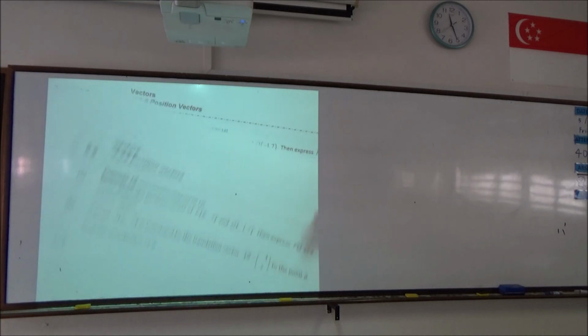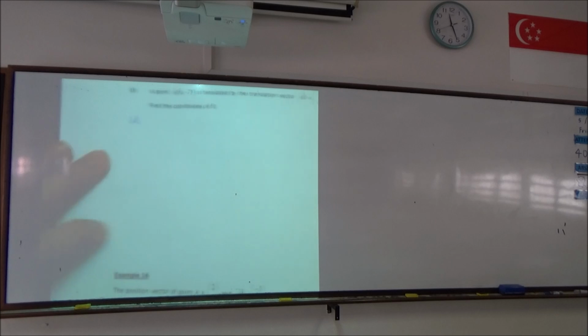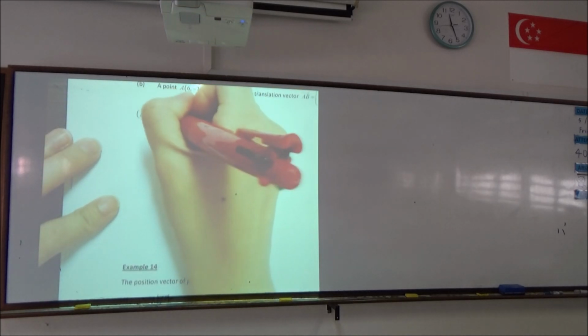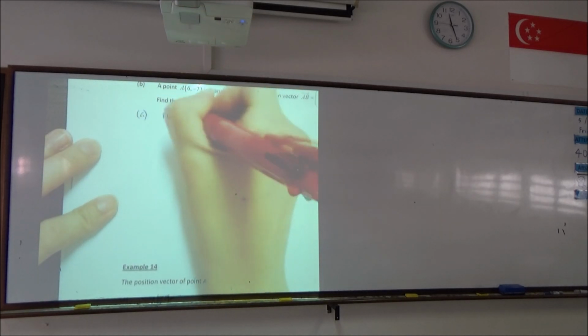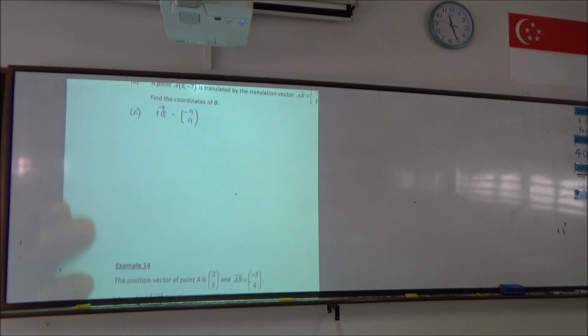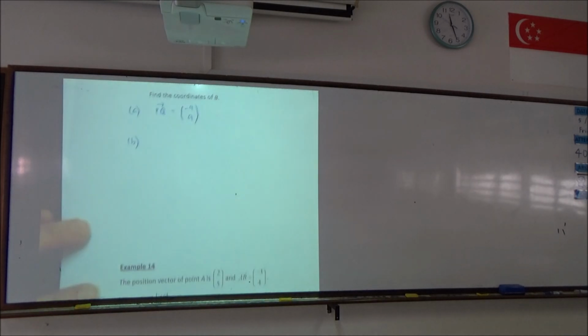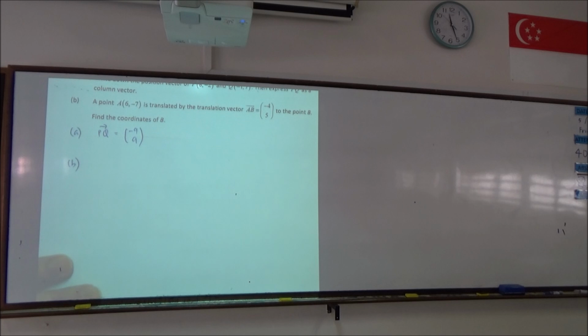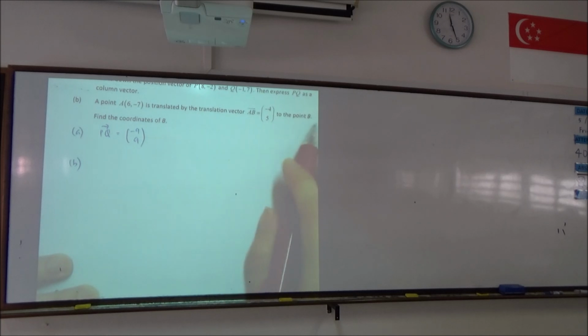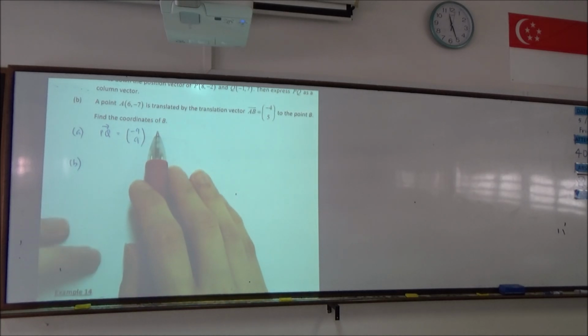Okay? So part A, you should have gotten negative 9, 9. I'll skip the working over here. Okay, let's look at part B. Part B says that a point A is being translated by a vector over to the point B. We want to find out the coordinates of B.